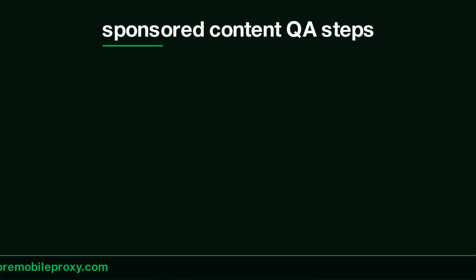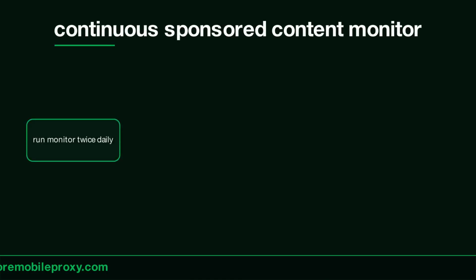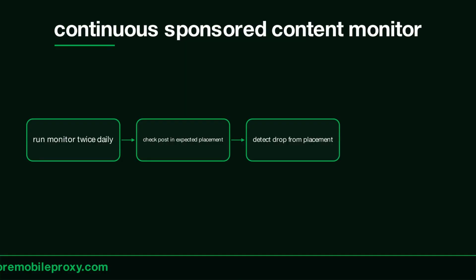For larger sponsored content programs, this QA runs as a continuous monitor. The monitor checks every campaign post twice daily for the duration of the campaign and pages the campaign manager if anything drops out of expected placement.